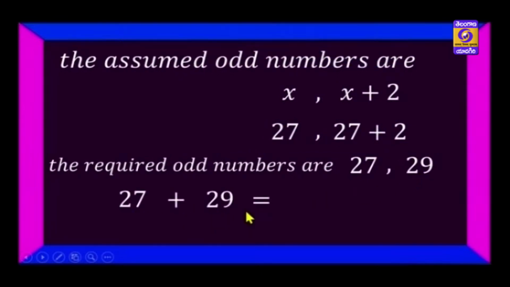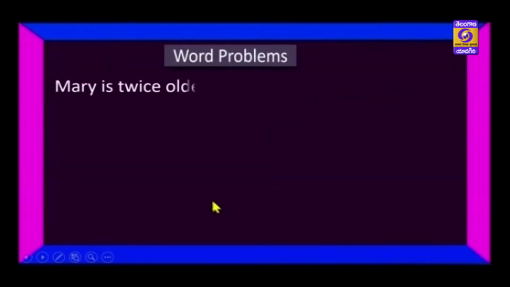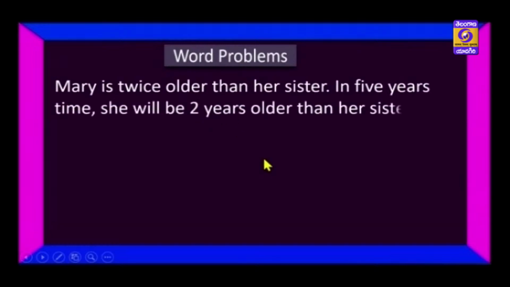Yes, if you add 27 and 29, the answer is 56. So our answer is verified. Now let us go for another word problem. You remember this is the word problem given by the girl Sita to Ramu.